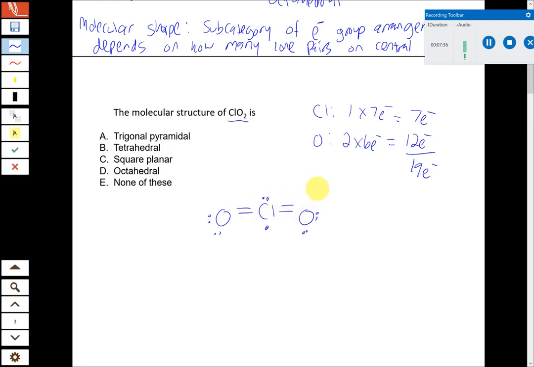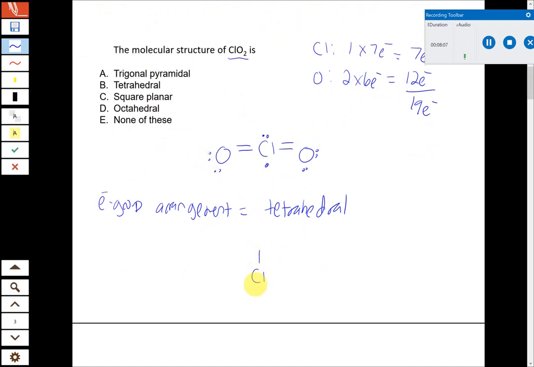But nonetheless, whether we have the double bonds or not, we're still going to come to the same conclusion about the molecular structure, because whether it's double bonded or single bonded, we still count each oxygen as 1 electron group, and then the lone pair on the center atom is another electron group, and then the unpaired electron is 1. So 4 electron groups. So the electron group arrangement is going to be tetrahedral. And then 2 of those are going to be occupied by a lone pair and a single electron, and the oxygens are here, and this is going to be a bent geometry.